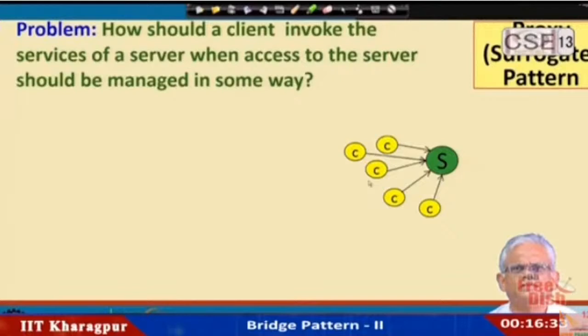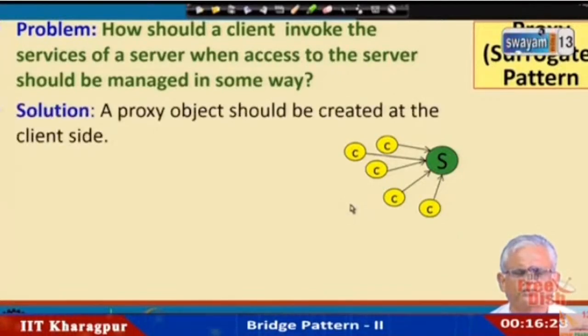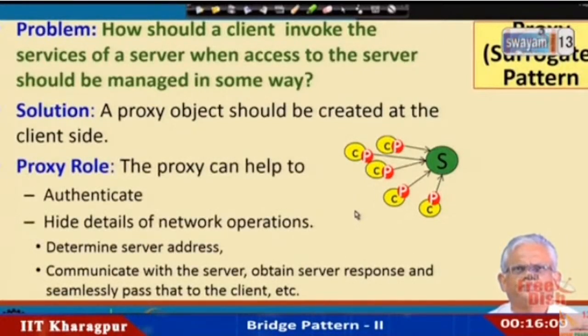Some clients should be able to change data, others should only read data, and so on. The solution provided by this pattern is that we have to create a proxy object on the client side. See here, we have several objects created on the client side, the proxy objects. These proxy objects can help to do various things. For example, they can help to authenticate.